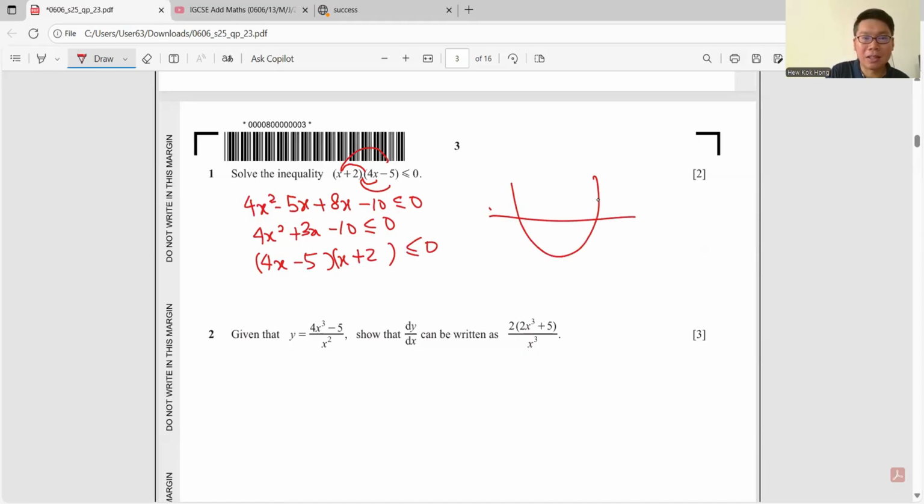So we know x is minus 2 and 5/4. Remember, you arrange them from small to big, and then my whole expression must be lesser than 0, which means below the axis, so we do not include the equal symbol. This is my final answer.